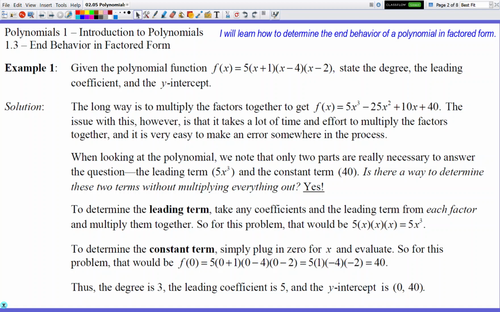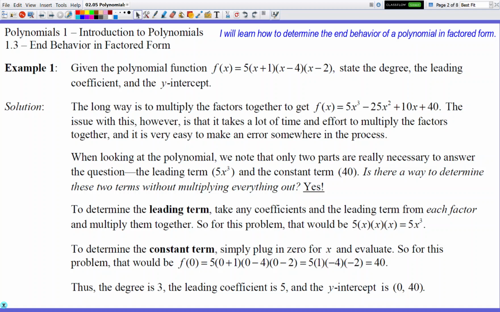Today we're going to continue our introduction of polynomial functions, and we're going to look at end behavior again, except this time we're going to study what happens when we're given the function in what is called factored form. In the previous lesson, we were given the polynomial function in standard form.